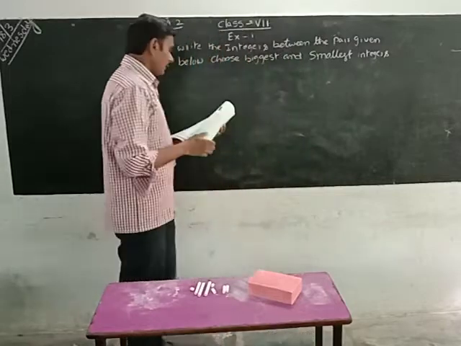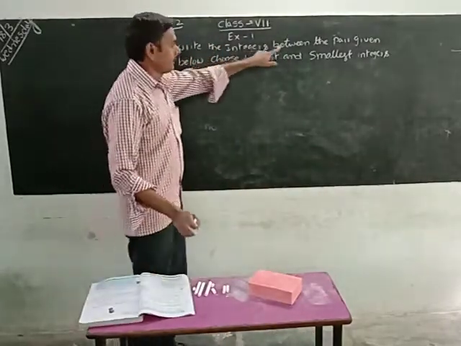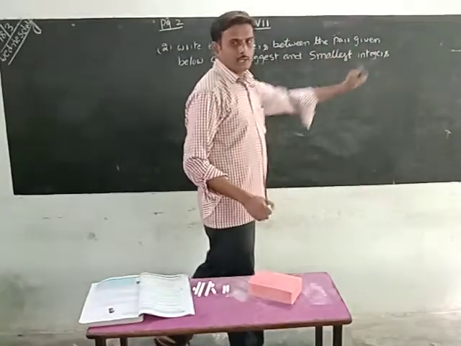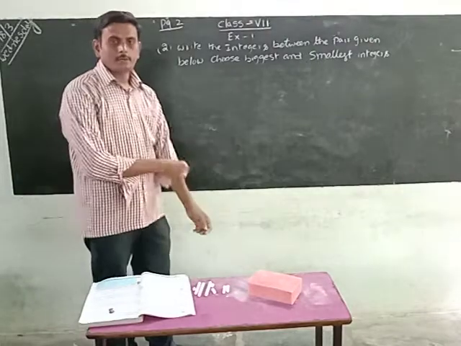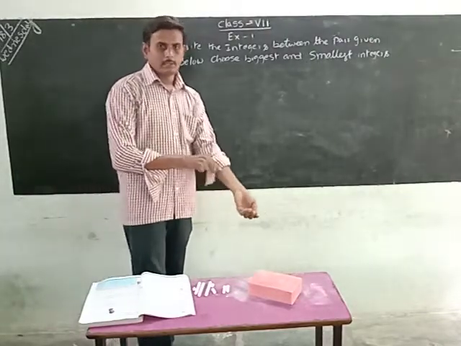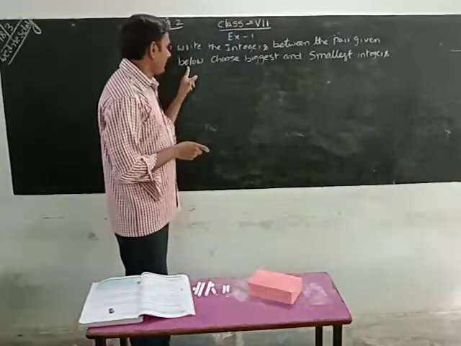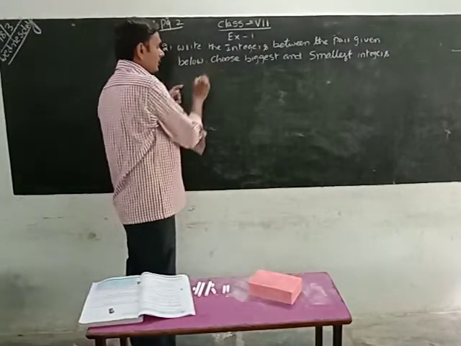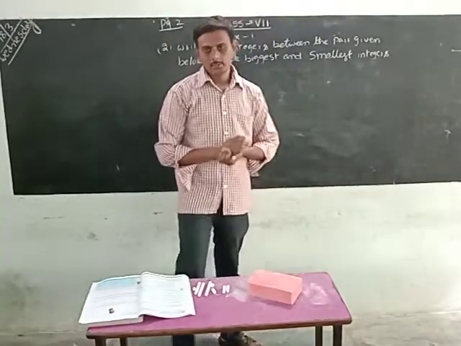What is the question here? Write the integers between the pairs given. Below, totally 3 pairs are given. In those 3 pairs, we have to write the integers between them. Between means which numbers lie between those. Then choose the biggest and smallest.